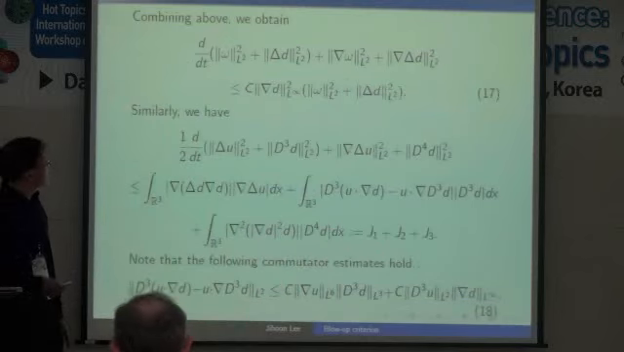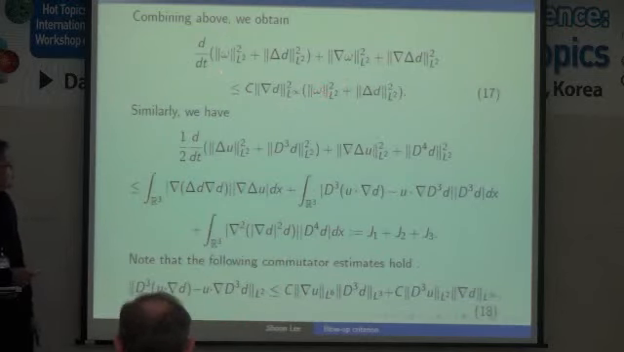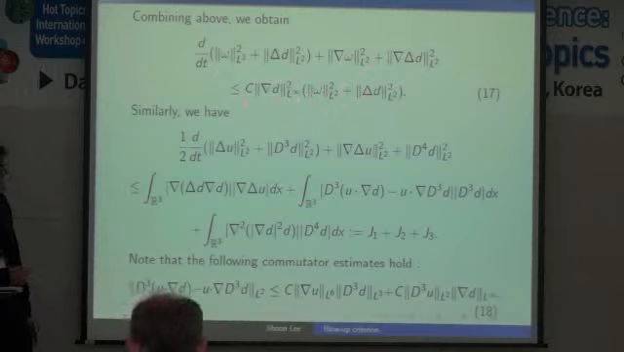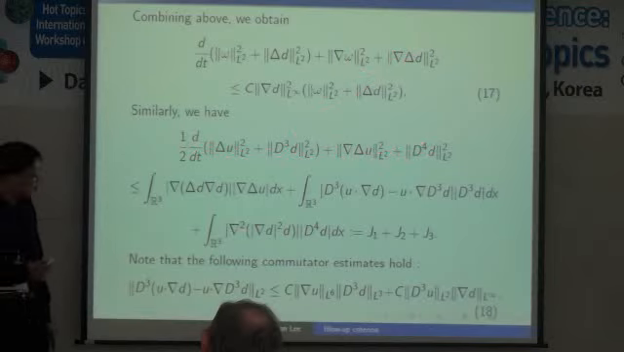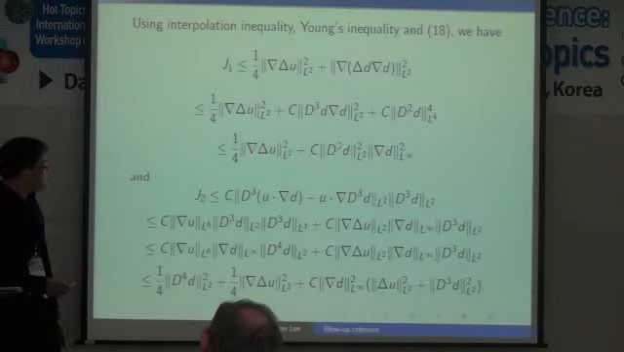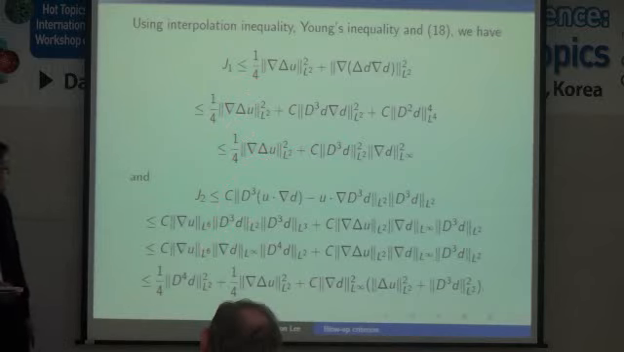Then, combining these things, we have this kind of estimates. So if we control these terms, then we can control all these terms. And for the higher estimates, similarly, we can do the same things using the commutator estimates, and we can control every other term, and I would like to skip that.